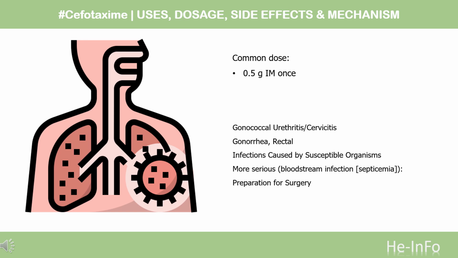More serious, bloodstream infection, septicemia: 2 g IV every 6 to 8 hours. Life-threatening: 2 g IV every 4 hours. Not to exceed 12 g/day. Preparation for surgery. Prophylaxis of surgical infection: 1 g IM/IV once 30 to 90 minutes before start of procedure.